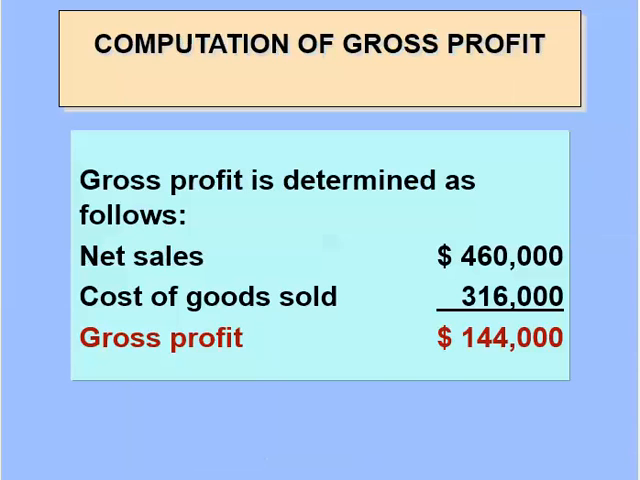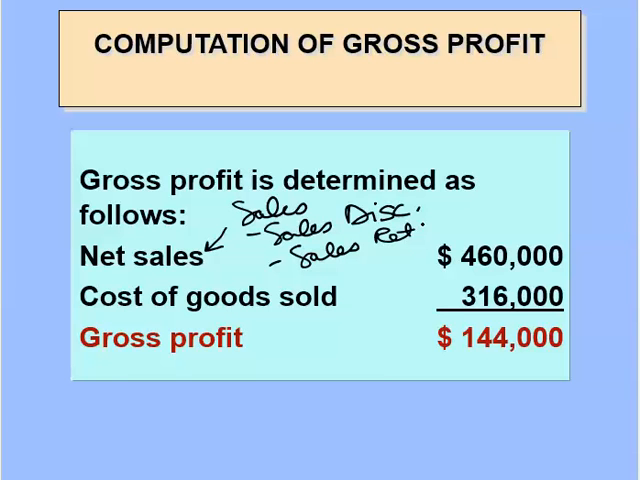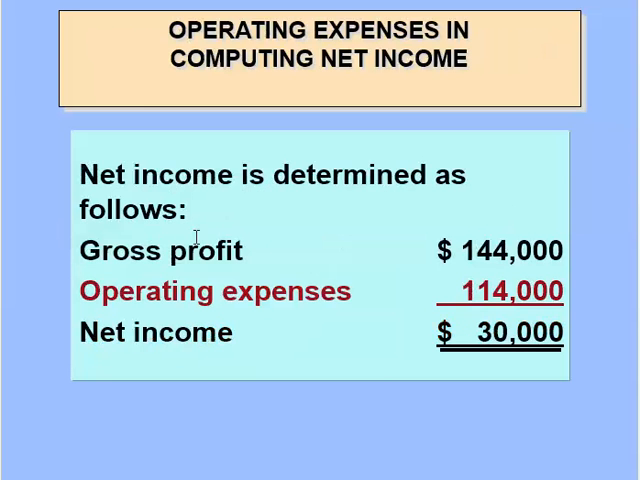So remember how we calculate gross profit. Take your net sales minus cost of goods sold gives you gross profit. And again, net sales are your actual sales minus any sales discounts minus sales returns and allowances. And then we take our gross profit minus our operating expenses to get net income.